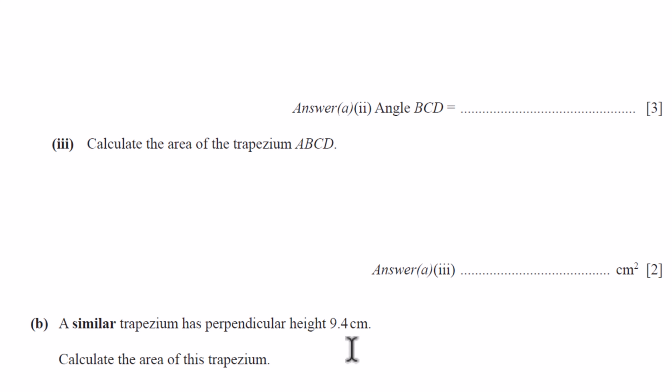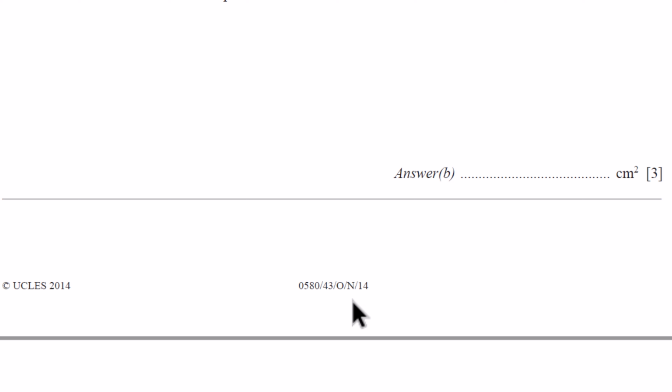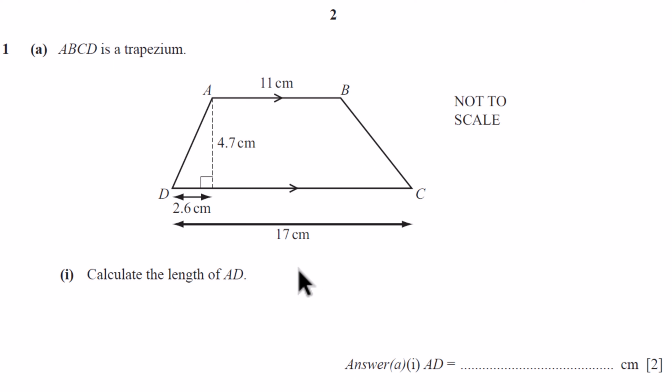They say a similar trapezium has perpendicular height 9.4 centimeters. Calculate the area of this trapezium. This is similar shapes, similar area. When you are given a shape and then you are asked to find the area of a similar shape, I'm going to show you how to do that, and I believe that is the end of this particular question before we move on to the next question. So let's go ahead and solve, starting from 1a.